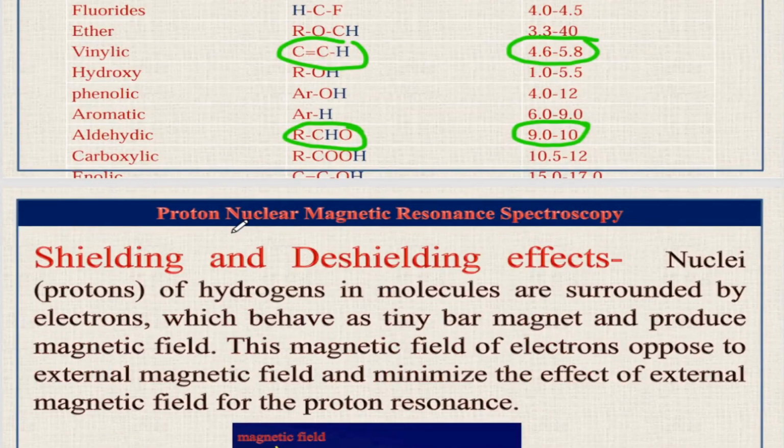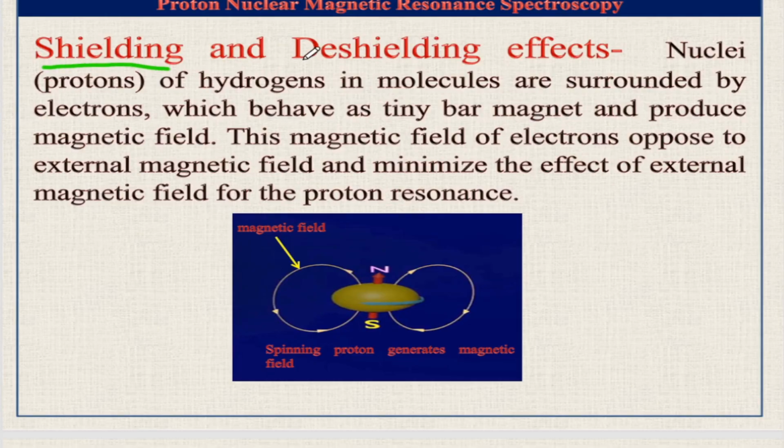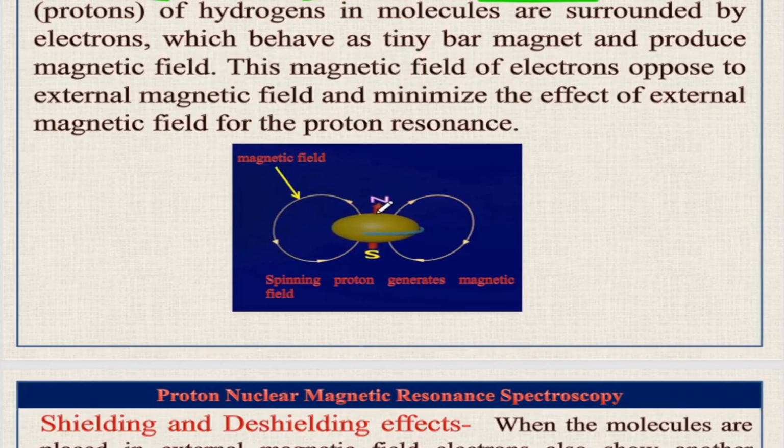Now let us understand the shielding and de-shielding effect. This is important. What is the shielding and de-shielding effect? As we know, an electron spins about its own axis and generates a magnetic field. This magnetic field opposes the applied external magnetic field.